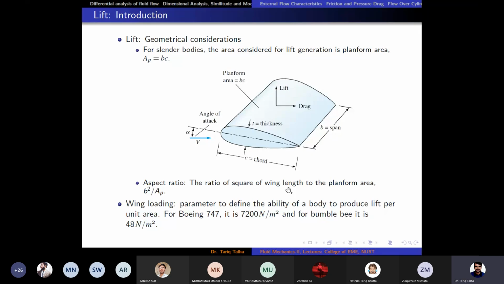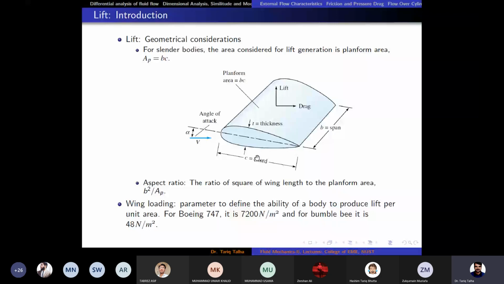Okay, and then aspect ratio: the ratio of the square of the wing length, which is the span B square, divided by the planform area, which is the product of chord into length of that wing.